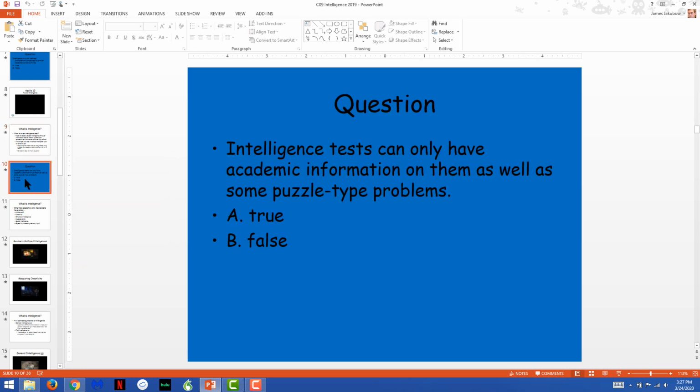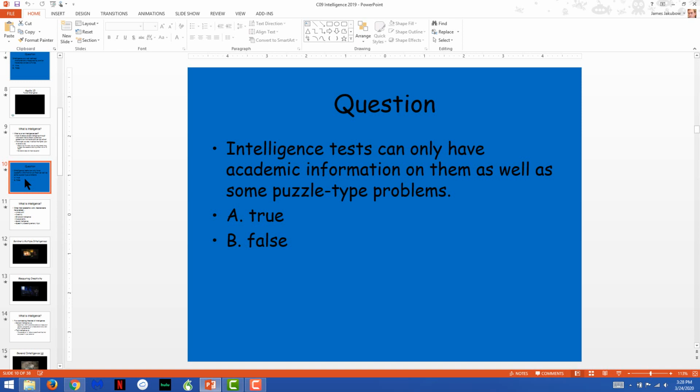So if we ask this question: intelligence tests can only have academic information on them as well as some puzzle type problems. This sounds just like a question that comes right off of what we were talking about. I will stop for a moment, let you pause the video, and think about this question.